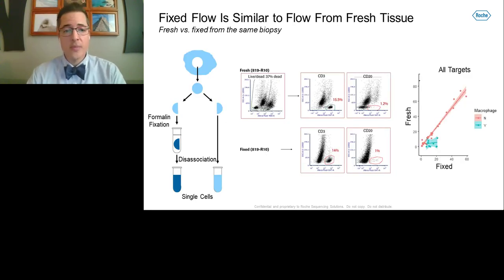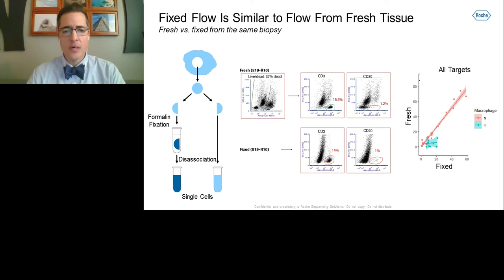And this is that experiment. What we've done here is we've taken a biopsy, we've split it in half, and for one of those biopsies, we fixed it in formalin overnight and then disassociated it, versus the other biopsy that was kept fresh and followed a standard fresh flow protocol. As you can see in the middle, these are the images from the flow.